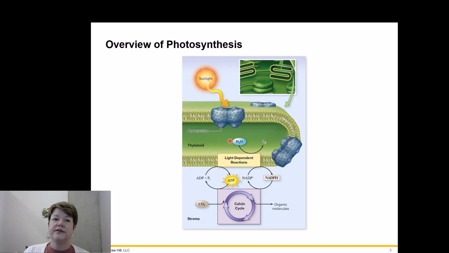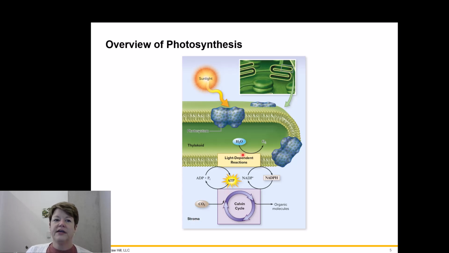And they show it green. That's accurate. That's where the pigments would be in this membrane here. And so the light-dependent reactions are actually happening at the thylakoid membrane. So that's why they wrote that right there. The Calvin cycle, though, is happening in the stroma. Right? And so that's your spatial layout of the reactions of photosynthesis.